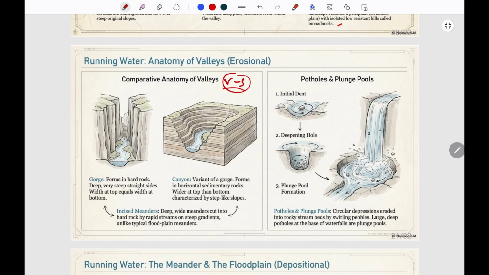They are in the shape of the letter V. Gorges are valleys having steep sides, cut into hard rocks. Canyons have a step-like structure formed in sedimentary rock, basically. Now, there are features that are associated with waterfalls. These are potholes and plunge pools. They are basically circular depressions at the bottom of a waterfall.